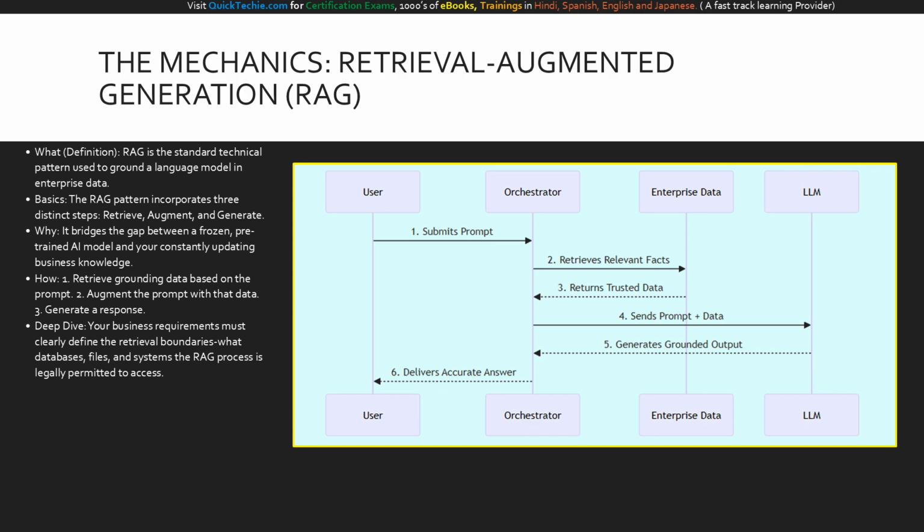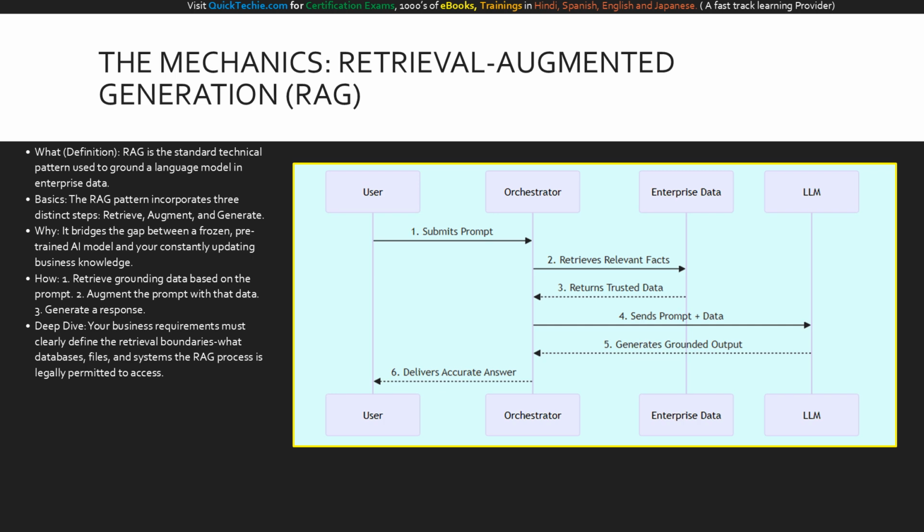As a leader, your core business requirement is defining the scope of that first step, retrieval. Which repositories are considered authoritative, which ones are outdated? You must define these boundaries clearly, or the RAG process will retrieve irrelevant data, defeating the purpose of the architecture.